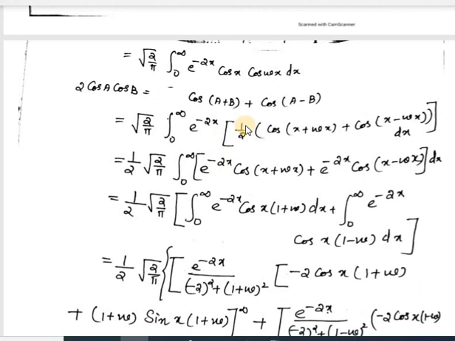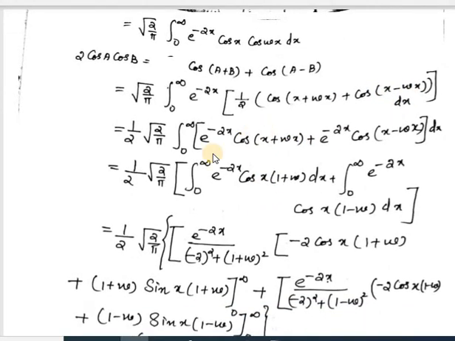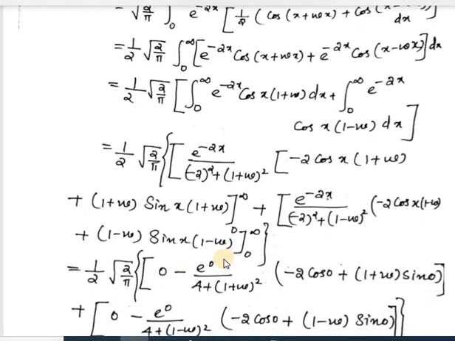Substituting the value, cos a cos b is half of cos of x plus omega x plus cos of x minus omega x dx. We can take this half outside and separate e raised to minus 2x with each term. So it becomes integral 0 to infinity e raised to minus 2x cos of 1 plus omega x dx plus integral 0 to infinity e raised to minus 2x cos of 1 minus omega x dx. Now we can apply the reduction formula separately to each integral.